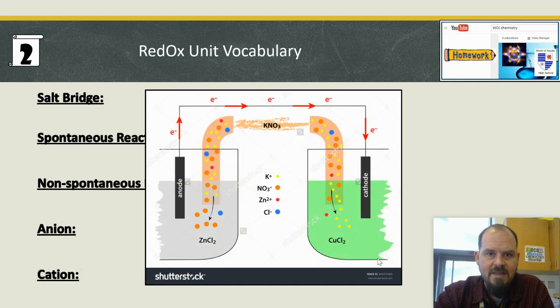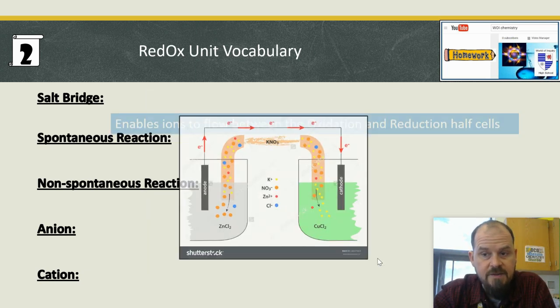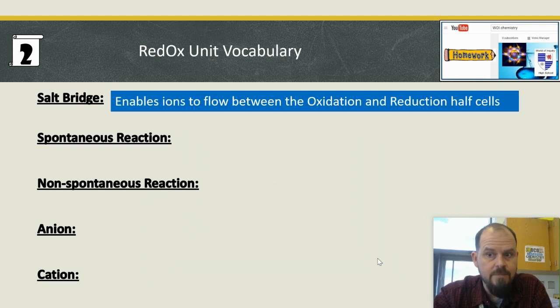Salt bridge, muy importante. This is that orange piece. Do you see the ions going back and forth and back and forth? They actually go in both directions. So pay very careful attention to the simulation in the lab. It really helps you. It enables ions to flow between oxidation and reduction half cells. Okay, good. Enables ions to flow is the key piece.